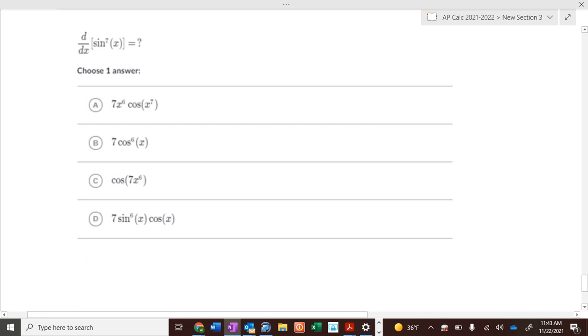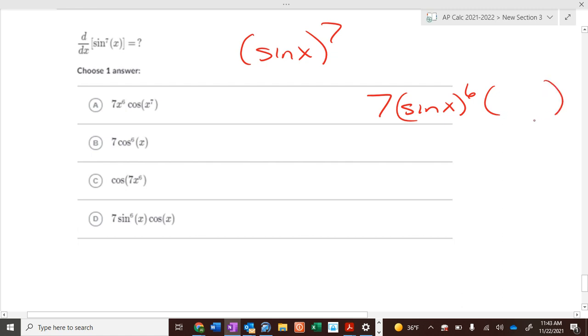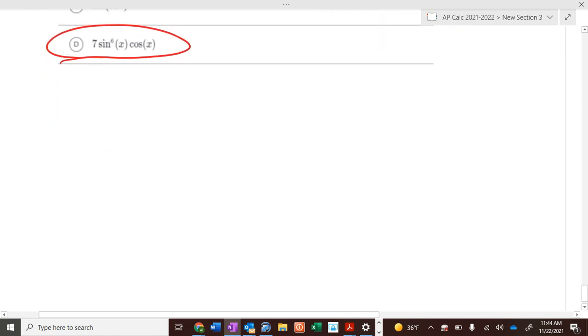Sine to the 7th of x. We rewrite it as sine of x to the 7th power. So it'd be 7 sine of x to the 6th power times the first derivative of what's on the inside. That's a chain rule. It's an obvious D.